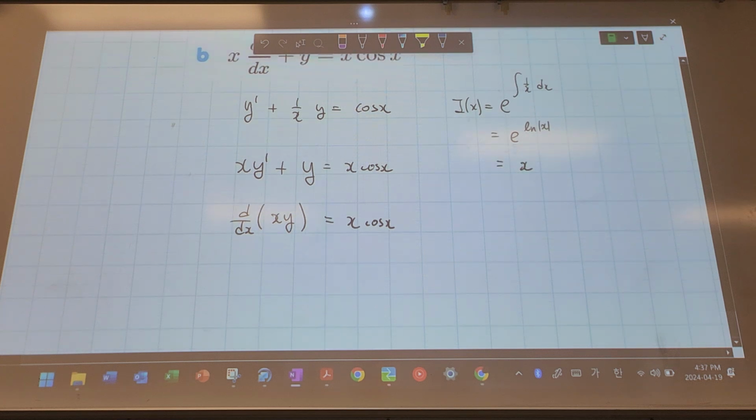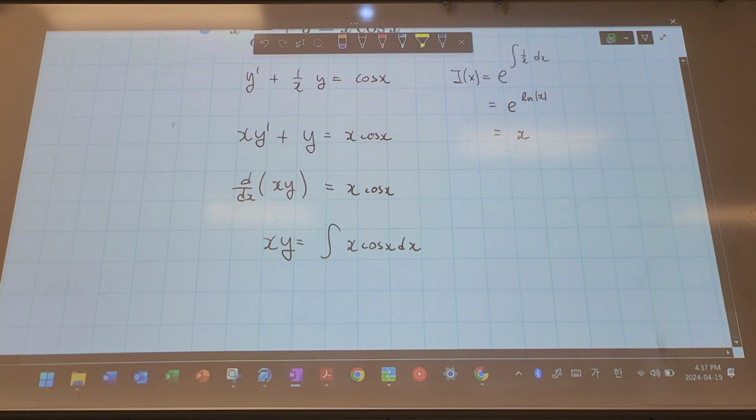And then what can we do? I think we need to now integrate both sides. So it's going to be xy is equal to the integral of x cosine x dx. That's integration by parts. But yeah, you get it, right? So you integrate by parts on the right hand side, and then you isolate y, so you get y is equal to blah blah blah, everything over x.